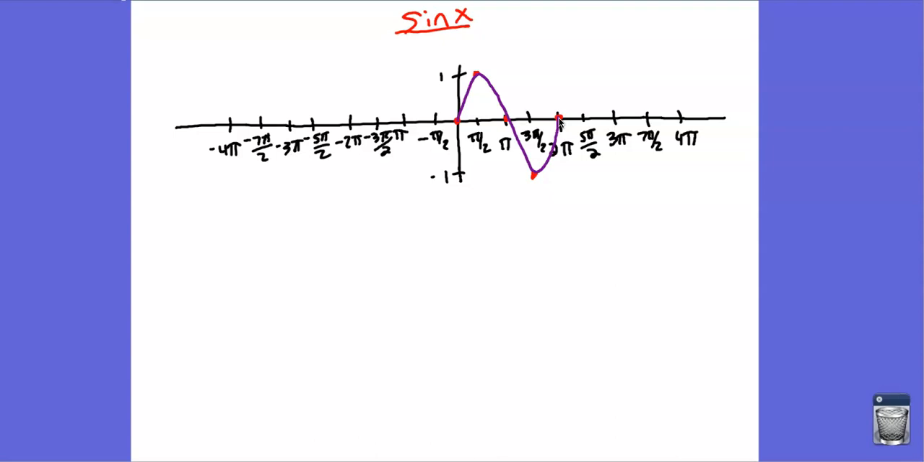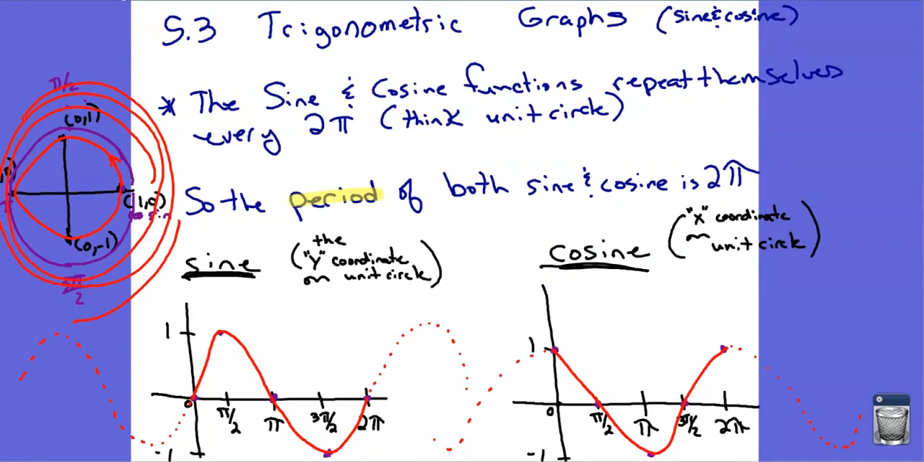That right there, from 0 to 2 pi, is 1 period. So from here to here is 1 period. I kind of skipped over it on purpose, this definition on the back, on the first page. So the period of both sine and cosine is 2 pi.